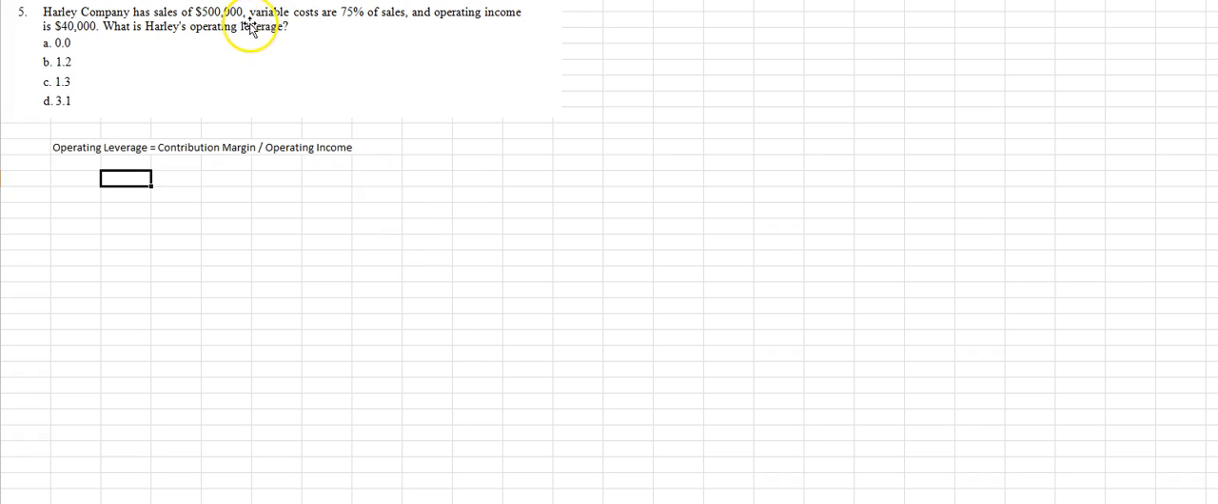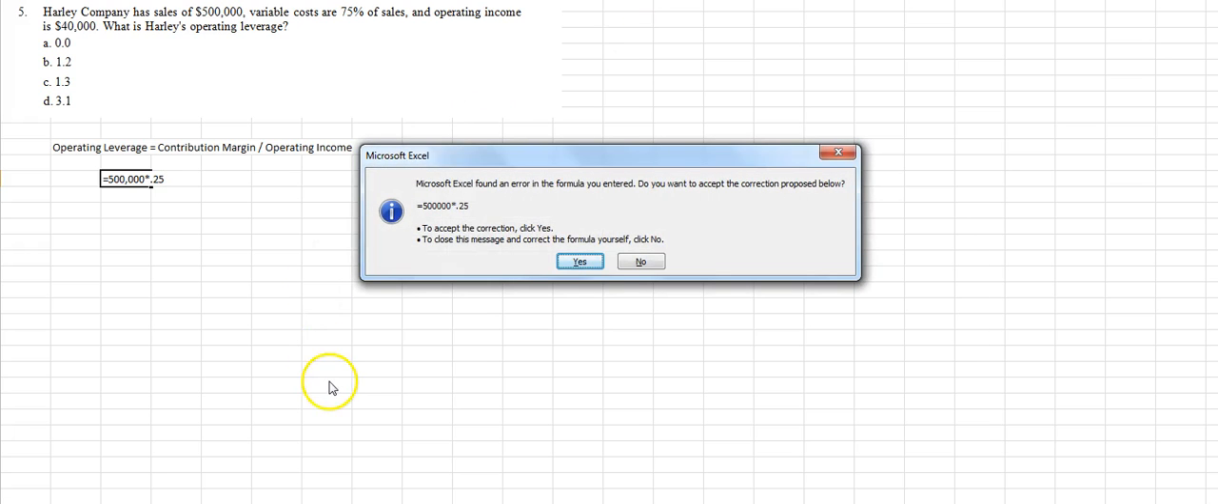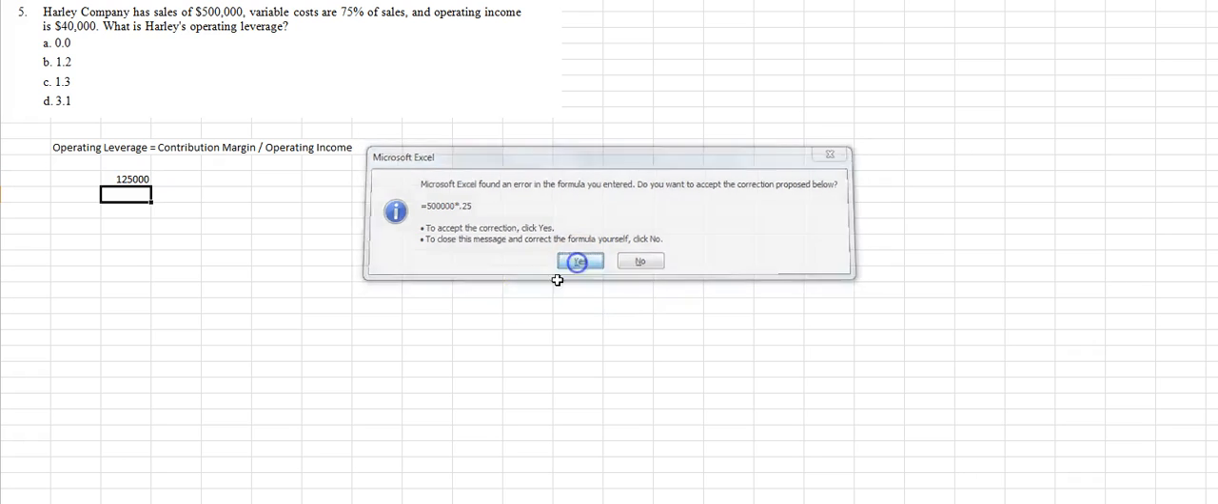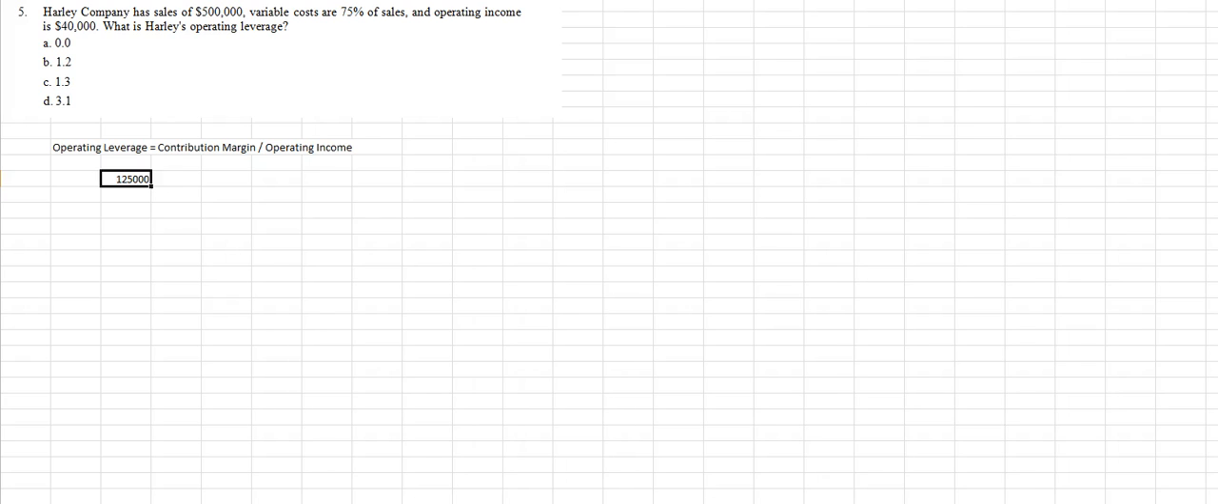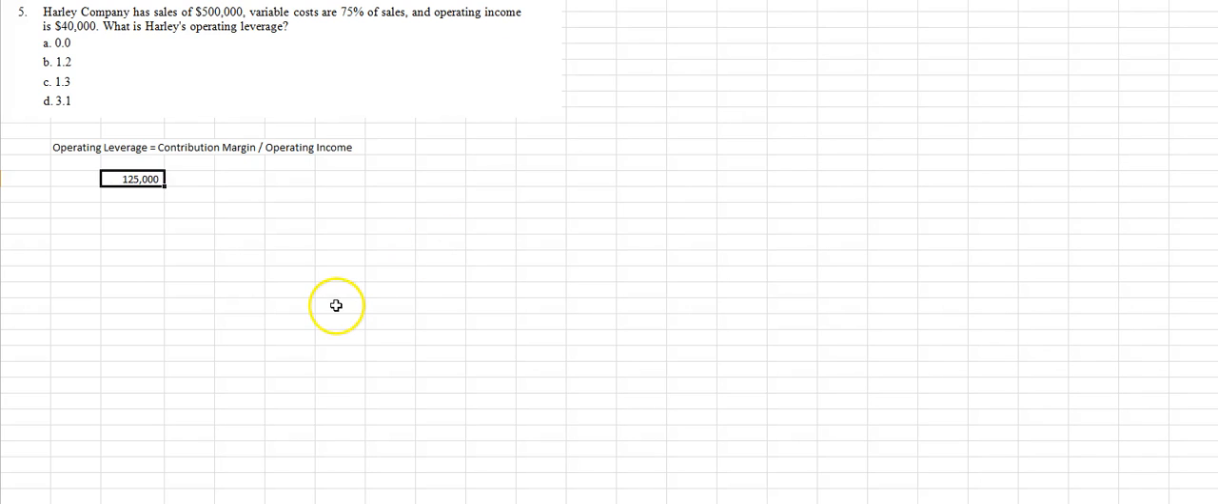My contribution margin is 25% of 500,000, right? So let's take 500,000 and multiply it by 25%, 0.25. Again, don't really understand why, oh, I guess it doesn't like the comma in there. Anyways, so my contribution margin is $125,000. So what's my operating income?